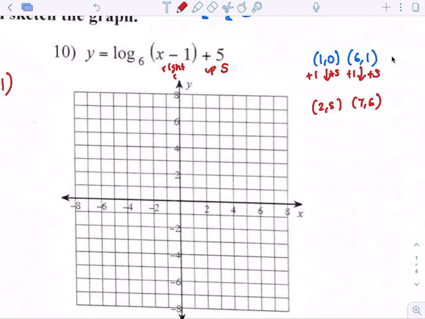Set this equal to 0 to get your asymptote. So the vertical asymptote is x minus 1 is equal to 0. x is equal to 1. So again, graph it right here. (2, 5) is right there, and (7, 6) is right there. It's coming from down below, and curve, and there we go.